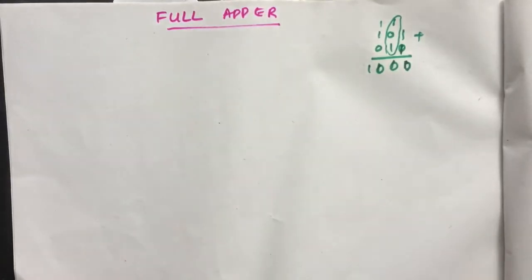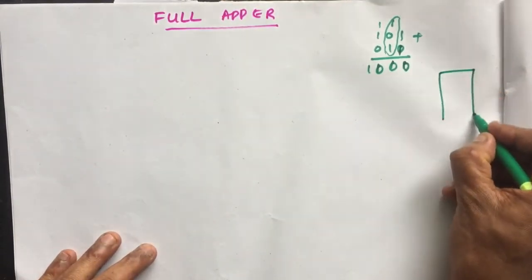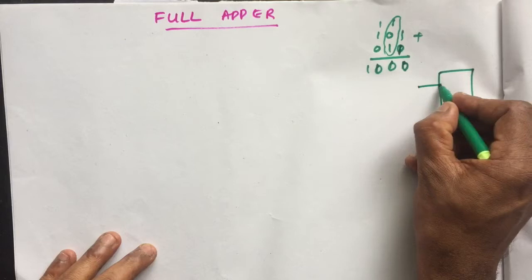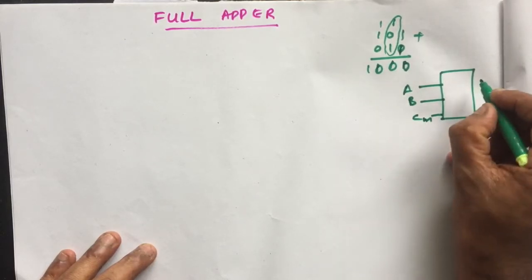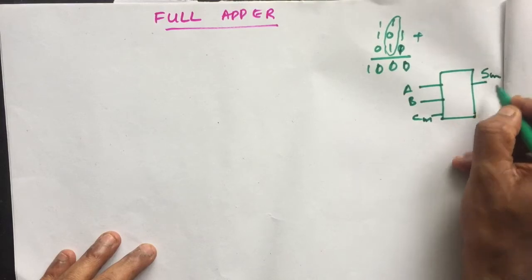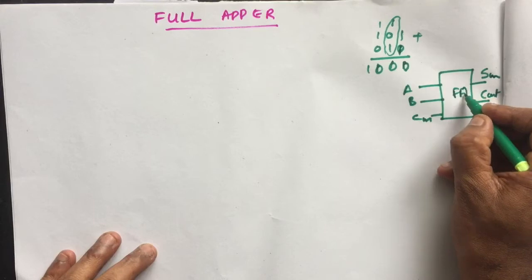Therefore, full adder circuits are essential while doing binary addition. The first two digits we can add using a half adder, but whenever a carry comes, that is a problem in a half adder circuit. So we should go for a full adder circuit. A full adder has two inputs and a carry input as another input, and there are two outputs, sum and carry output. This is a full adder circuit.